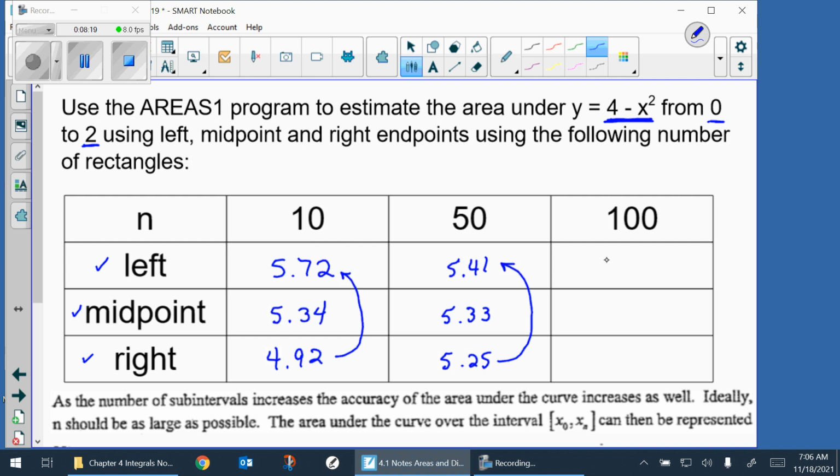And calculators are great things. They can do a lot of busy work in a short period of time. If I were to make 100 rectangles using left endpoints, there's my area. Right endpoints, there's my area. So the area is somewhere between 5.29 and 5.37. And as we saw, as we drew our midpoint rectangles, those are pretty accurate. I bet you our actual area is somewhere around 5.33.